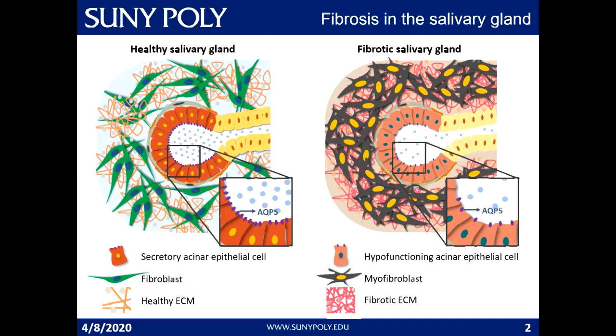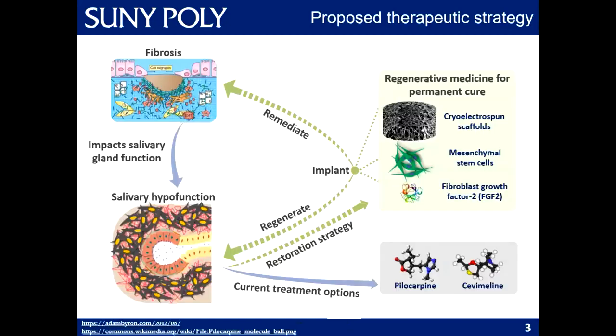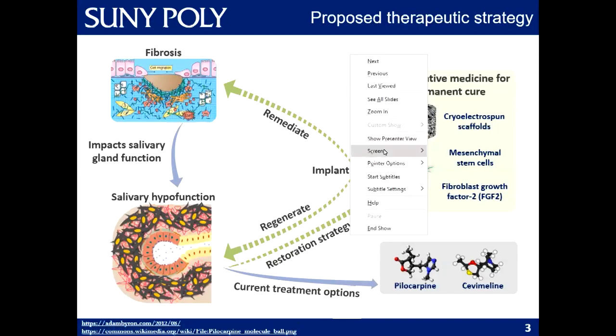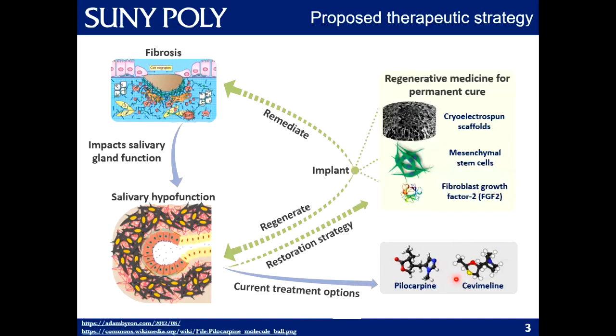There isn't enough saliva being produced, and the current therapeutics that we have, which are pilocarpine and cevimeline, let me show the pointer here. So these are not very effective in improving saliva production. And most importantly, the side effects from these therapeutics are far worse than the symptoms of the condition itself.